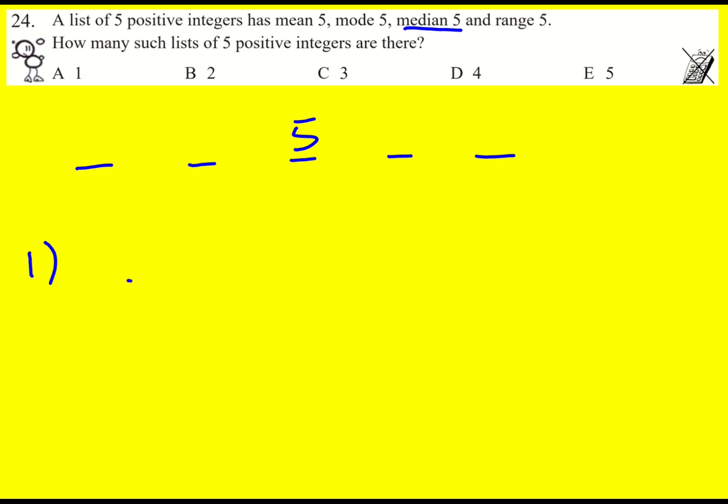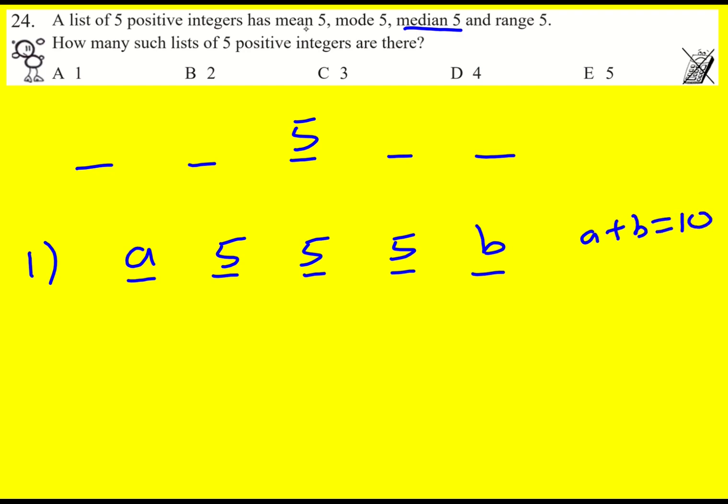So I'm going to look at case 1. Is it possible to have 3 5s like this? And then maybe I call this A and this B. Now it must be that A plus B is equal to 10, because to get a mean of 5, it has to add up to 25 in total, 5 times 5. So these two are going to have to add to 10. However, I'm going to have that B minus A is equal to 5 because that's the range. And if you solve this using simultaneous equations, you get B is 7.5 and A is 2.5.